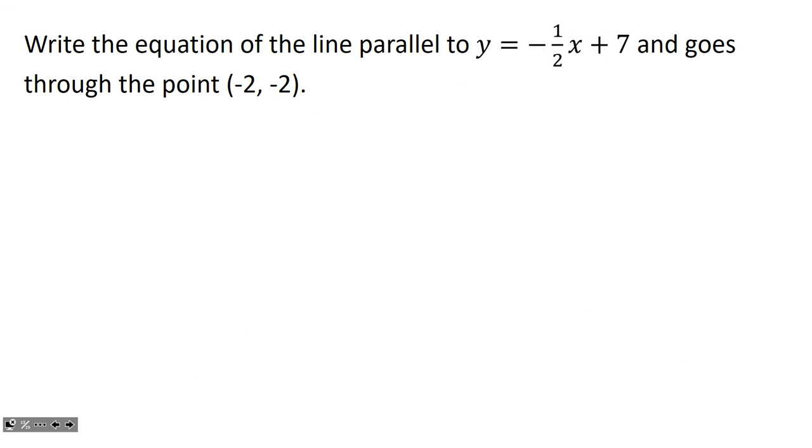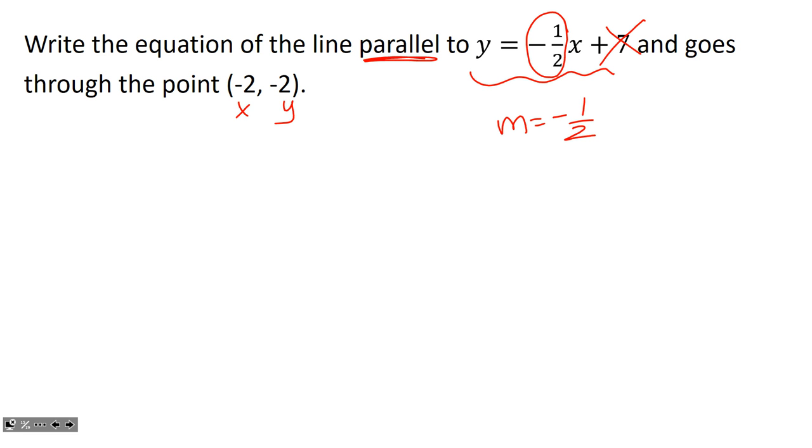Okay, write the equation of the line parallel to y is equal to negative 1/2 x plus 7. And then it has to go through the point (-2, -2). So parallel. Remember, same slope, different y-intercept. So my slope I circled up here is negative 1/2. My y-intercept is not 7, it has to be different.